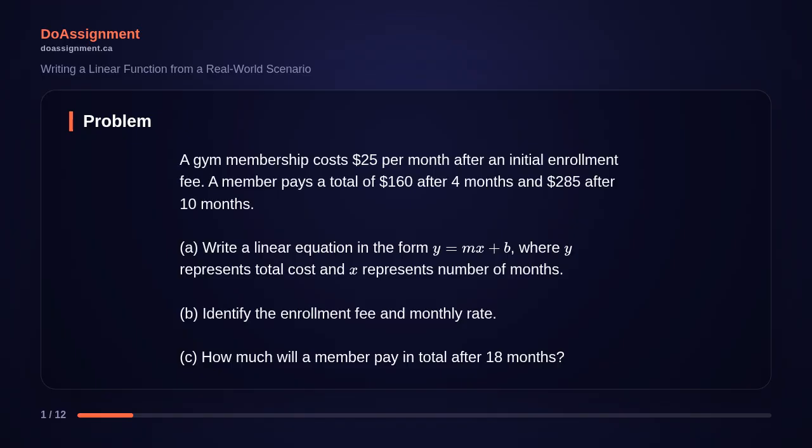A gym membership costs $25 per month after an initial enrollment fee. A member pays a total of $160 after 4 months and $285 after 10 months.